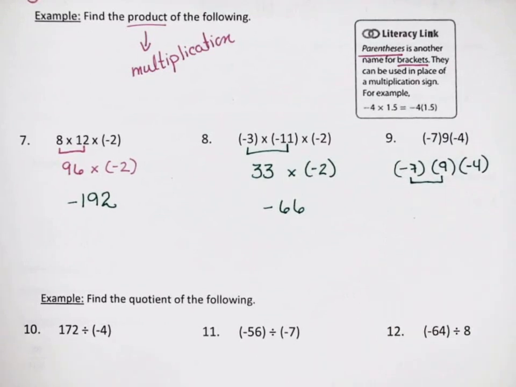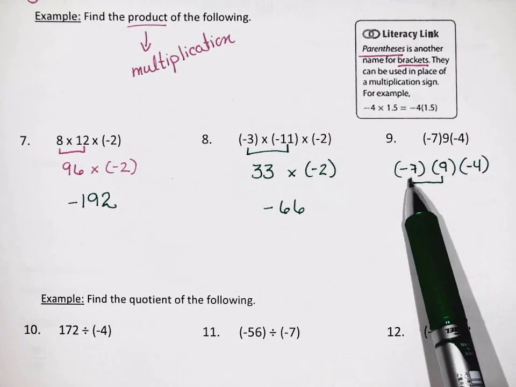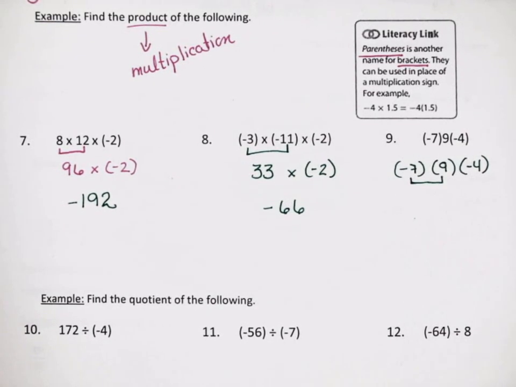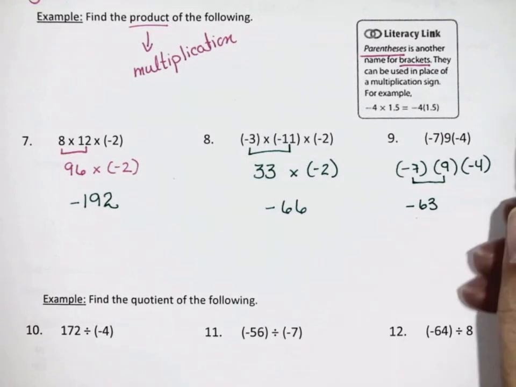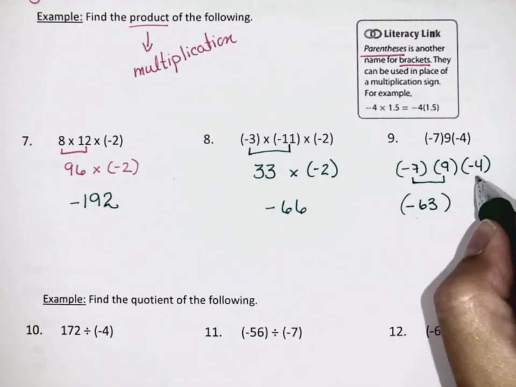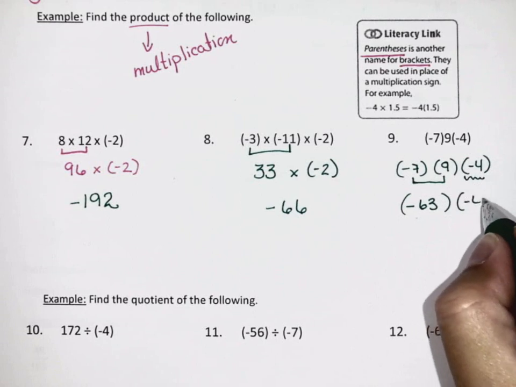Negative 7 times 9. Will my answer be positive or negative, just between these two numbers? It should be negative. And 7 times 9 is 63. Good job. But we have that negative sign, so it's going to be a negative 63. And we still need to times it by this guy right here. So we're going to times it by negative 4.